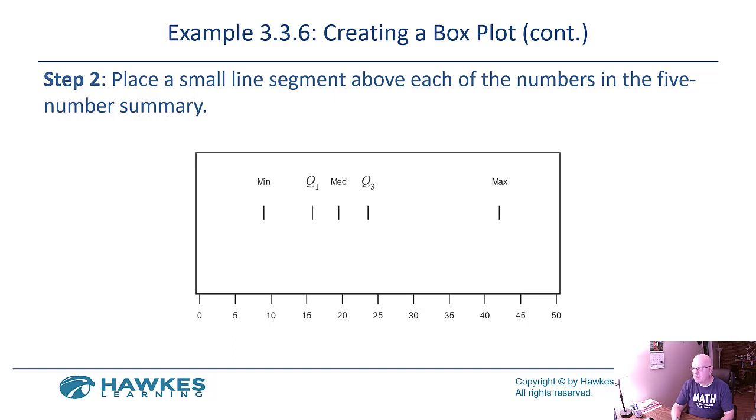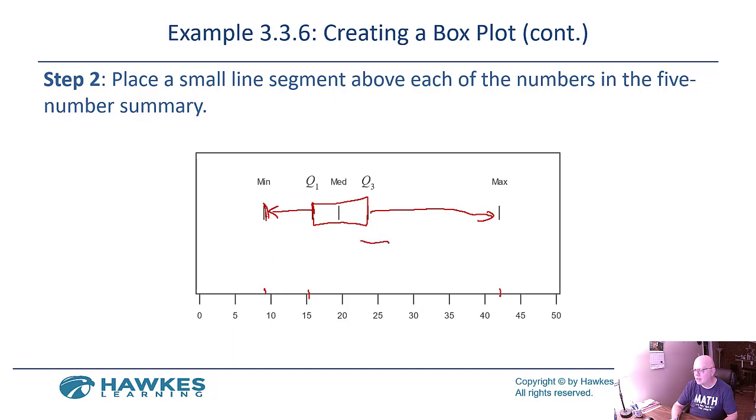Second, place a small line segment above each of those numbers in the 5-number summary. So there's where the minimum is. You put it above the axis, but there's about where our first number is down here. Q1 is about here, and so on. And there's the maximum. It's up here. Keep it above it so you don't get mixed up between the box and whisker plot and the actual real number line. That's sort of what it should look like.